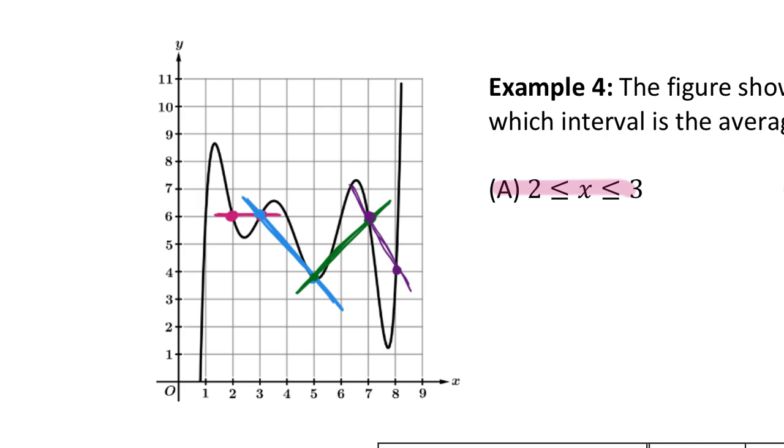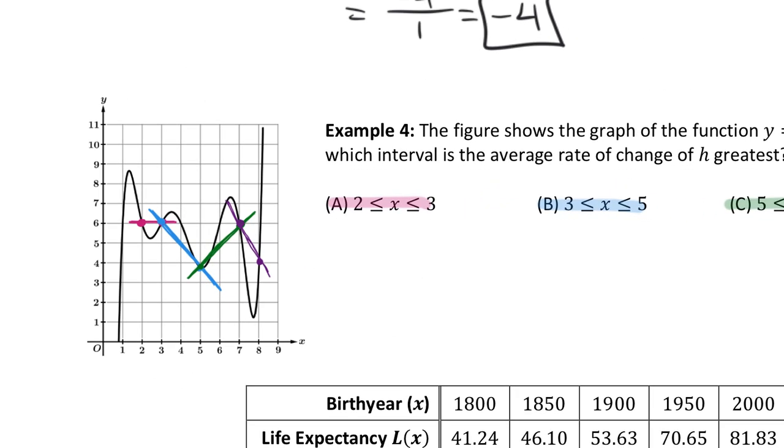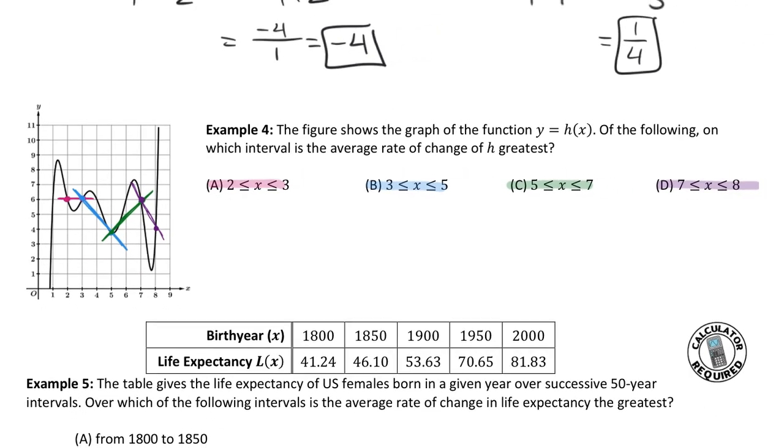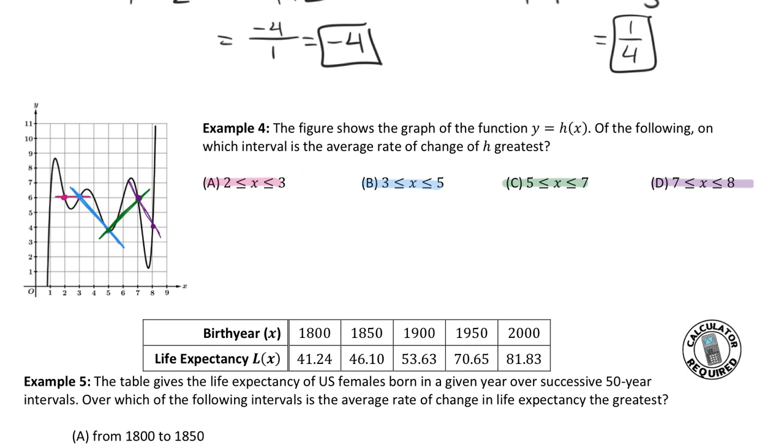So the question, once we have all of these secant lines drawn, that this particular example is asking is for which of these intervals is the average rate of change the greatest? Another way it could have asked this question is which interval has a secant line with the largest slope? Well, let's think about it. Which one of these colors has the largest number representing its slope? Pink, blue, green, or purple?